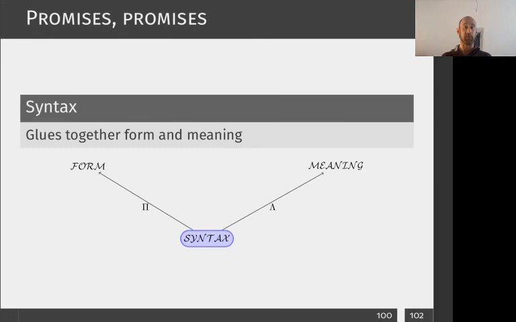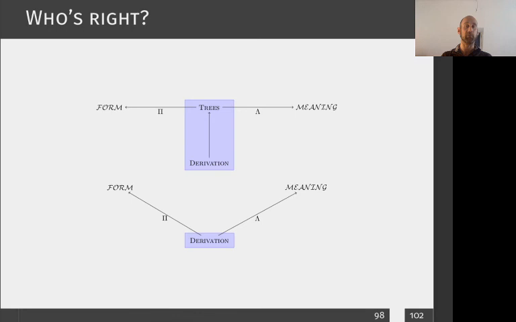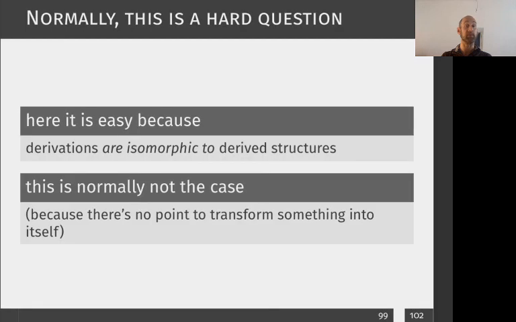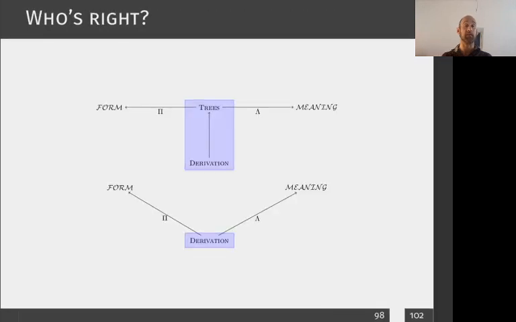I've made a couple of promises. I've said that syntax glues together form and meaning. Okay, here's this picture I made. By the way, when I say who's right, and normally this is a hard question, but here it's easy, what I'm saying is this bottom thing is right. Or perhaps a more careful way of saying it is they're equivalent.